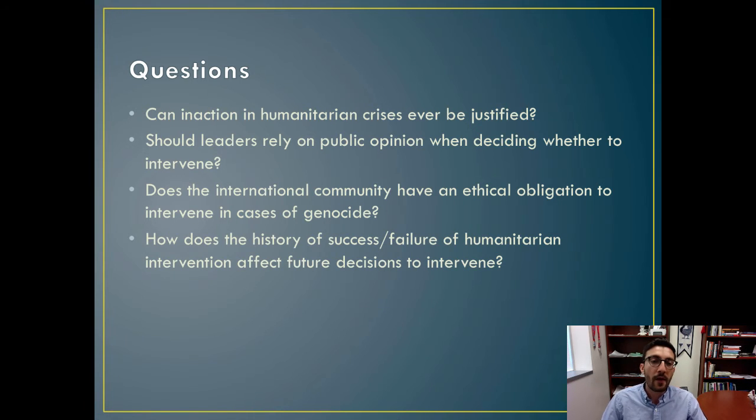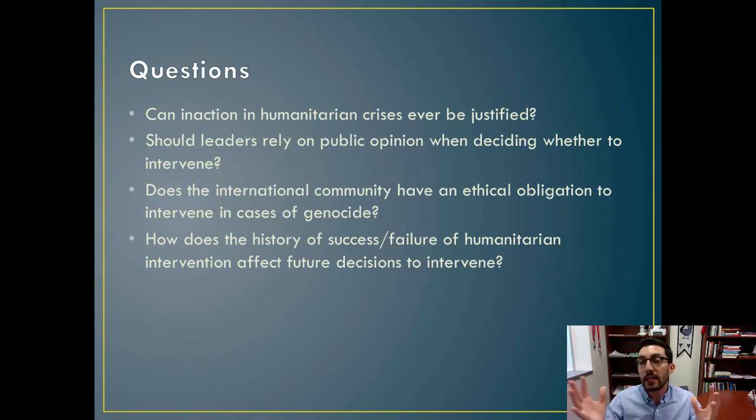Finally, I got one last question here. How does the history of success or failure of humanitarian intervention affect future decisions to intervene? If we look at the history over time, we've covered two periods: post-World War II to the end of the Cold War, and then from the Cold War onward. So if we look at when we decided to intervene and when we decided not to, should we use that information to guide whether we should do it in the future?